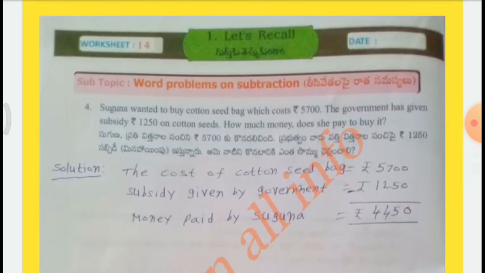Worksheet 14. Sugna wanted to buy cotton seed bag, which costs 5700. The government has given subsidy of 1250 on cotton seeds. How much money does she pay to buy it? Solution. The cost of cotton seed bag is equal to 5700 rupees. Subsidy given by the government is 1250. Money paid by Sugna, by subtraction we get 4450.